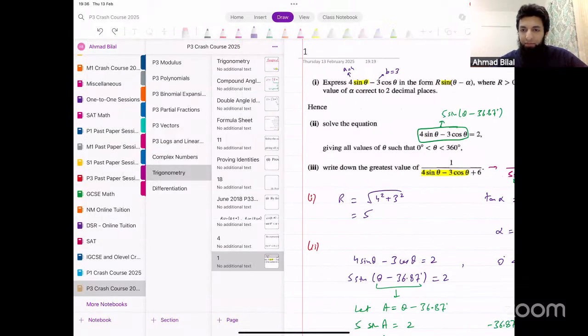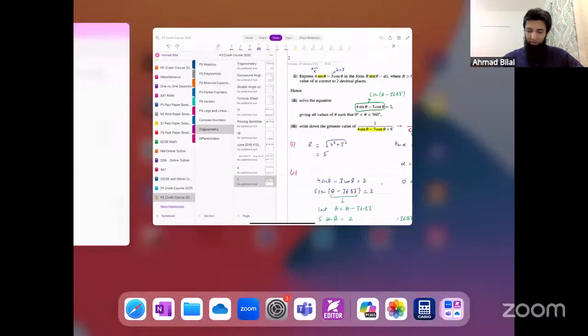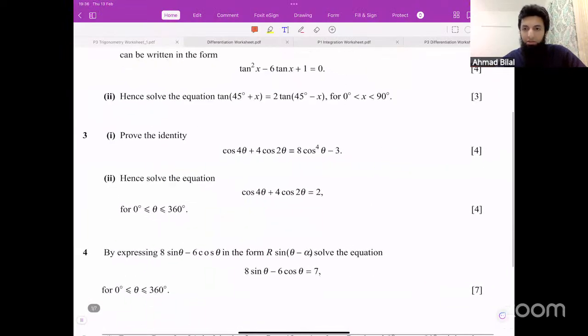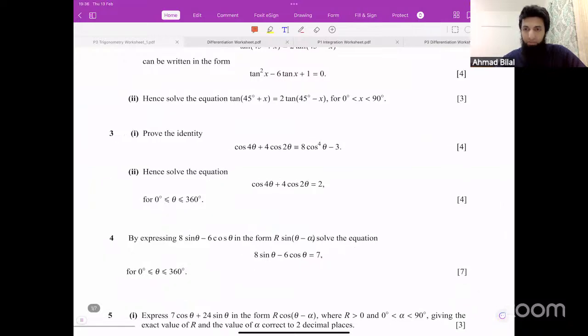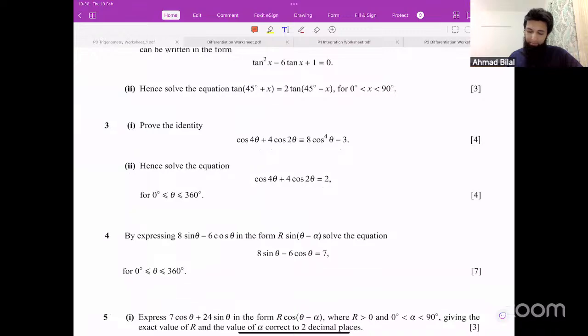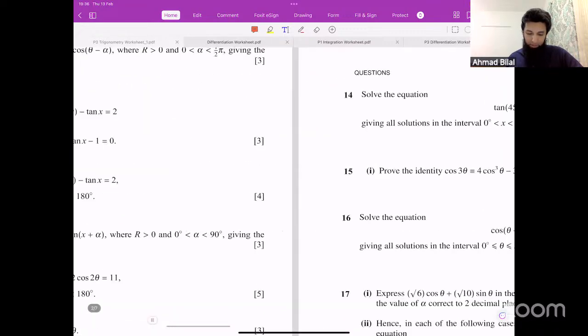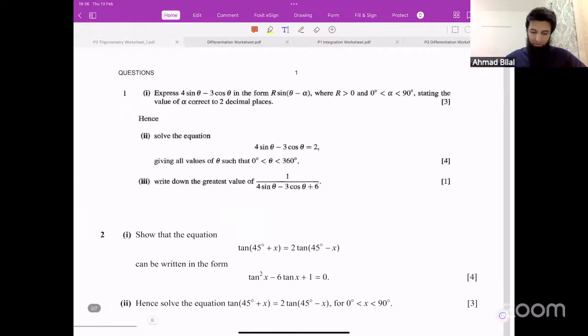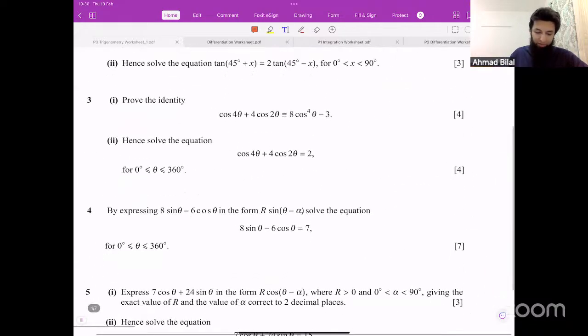Okay, now we have 3, 17, 20, and another one that Bilal posted on WhatsApp. Let's look at the worksheet questions first, and then we'll move on to the others as well. Question number 3, part 2. 17. Okay, so these are some good questions. Let's start with 3, and then we'll do 17 and 20.